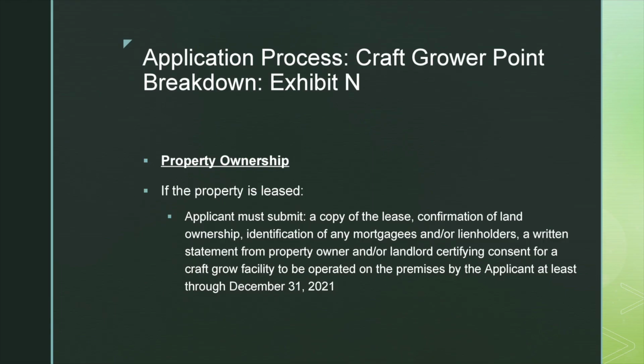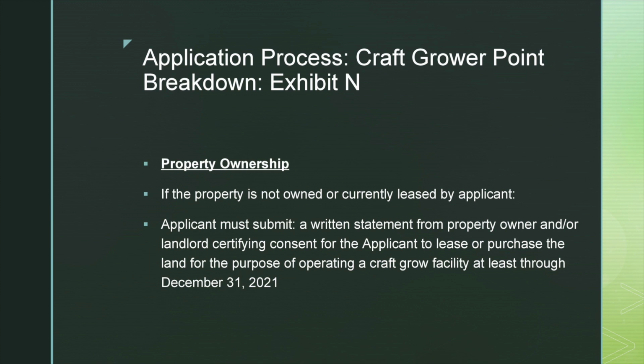Exhibit N is property ownership. Now this goes into what you need to do to prove that your property is either owned by you or is being leased by you, or you're in the process of letting whoever your landlord is going to be know that this is going to be a craft grow or an infuser. And so if the property that you're using is leased, you have to submit a copy of the lease and confirmation of land ownership. And you have to lease it for at least through December 31st of 2021, which is important.